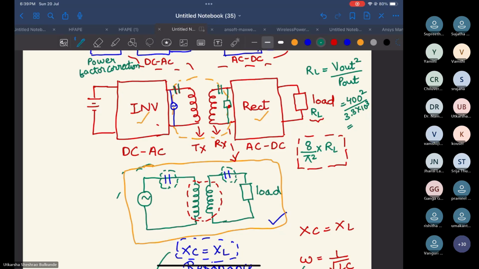$12.12. Hello, ma'am. 12 point 48.48. No, 48.48. What? This is square. Yes, ma'am. Understood, ma'am. Okay.